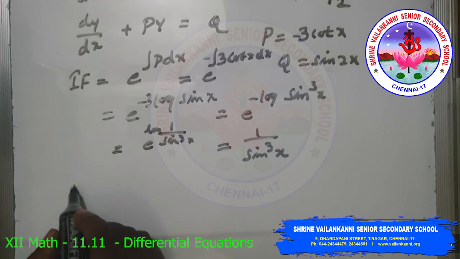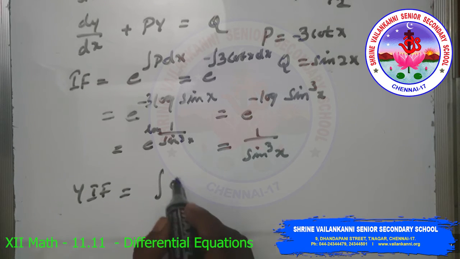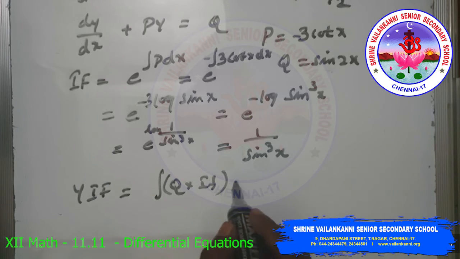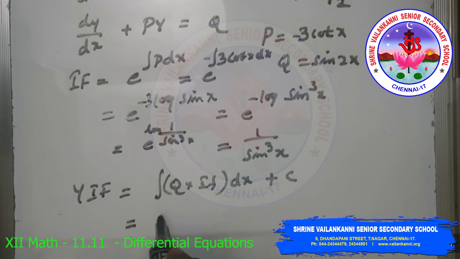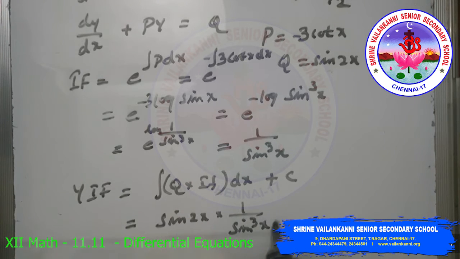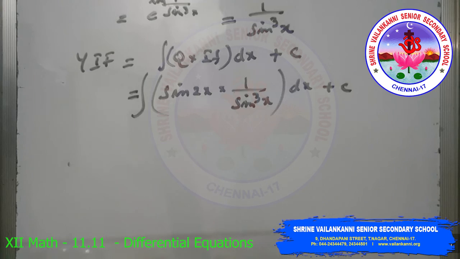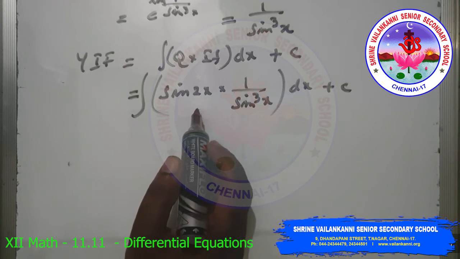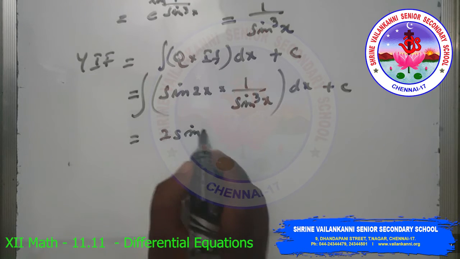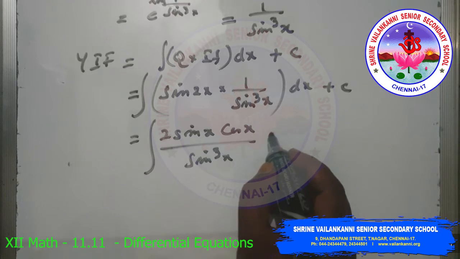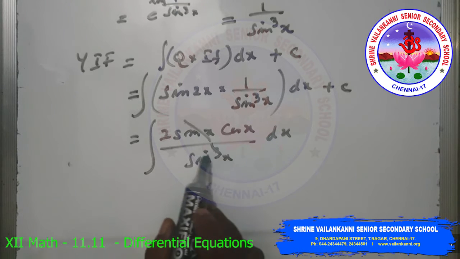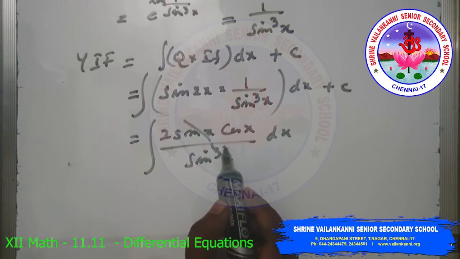Now the third step, y into IF, which is equal to integral of Q into IF of dx plus c. Q is sin 2x and IF is 1 by sin cube x into dx plus c. So using sin 2x as 2 sin x cos x. So 2 sin x cos x by sin cube x into dx. Cancelling one sin, we have 2 cos x by sin square x.